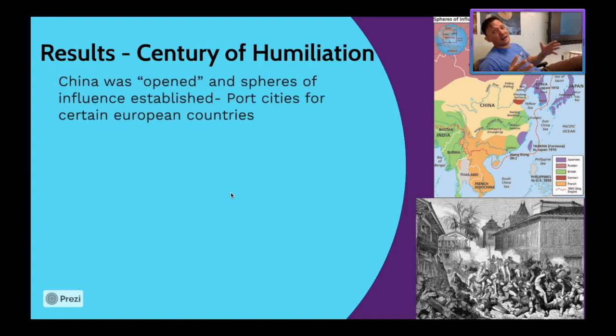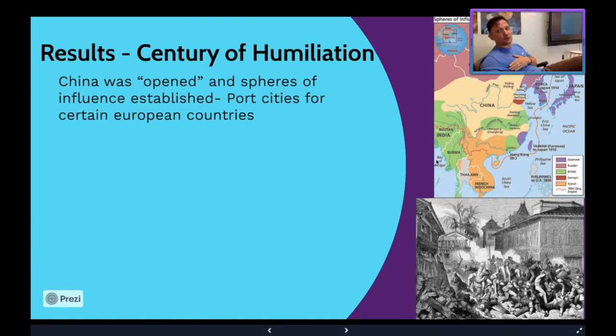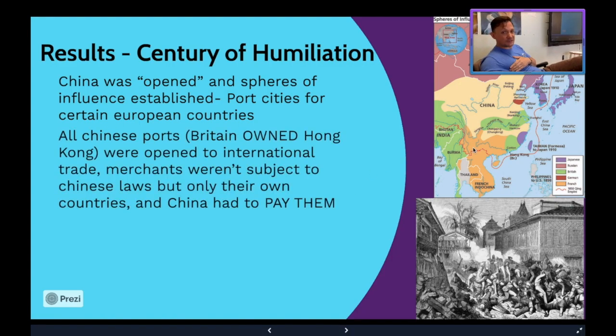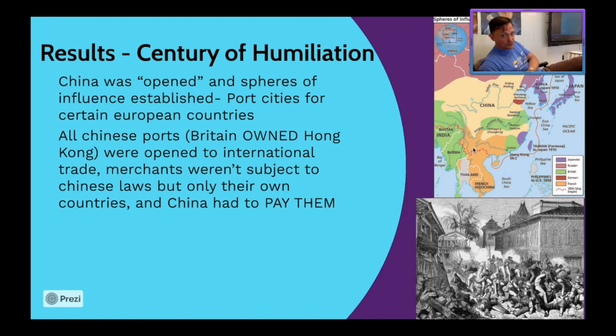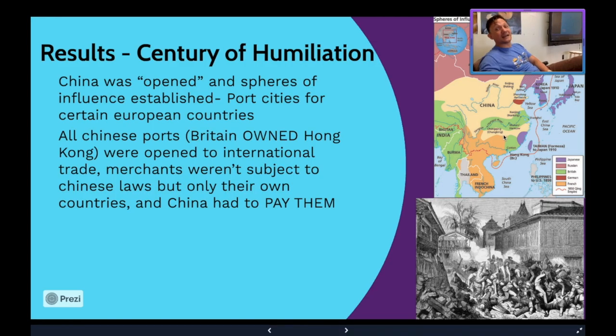So remember, China at the very beginning of this entire thing in the 1790s was economically very prosperous. They were also closed, is what it's called. They had the Canton system, and if you wanted their goods, you had to go to them, right? Well, now what's going to happen is China will be opened to European influence, and spheres of influence would be established. A sphere of influence is when Chinese ports were going to be open to international trade merchants. They weren't subject to Chinese laws. They were only subject to their own country's laws, and China had to pay them.